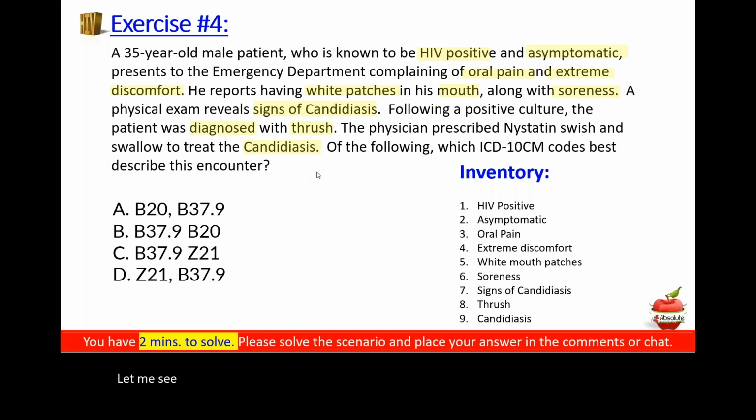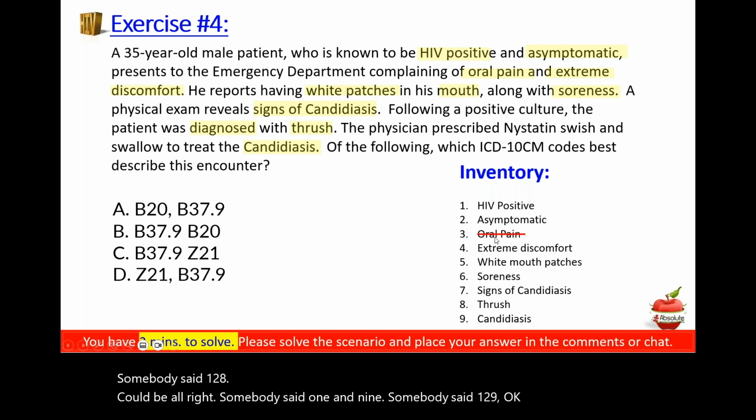Let me see what you're saying. That's right. Somebody said 1, 2, and 8. Okay, wait a minute. Here we go. Somebody said 1, 2, 8. Could be. All right. Somebody said 1 and 9. Somebody said 1, 2, 9.